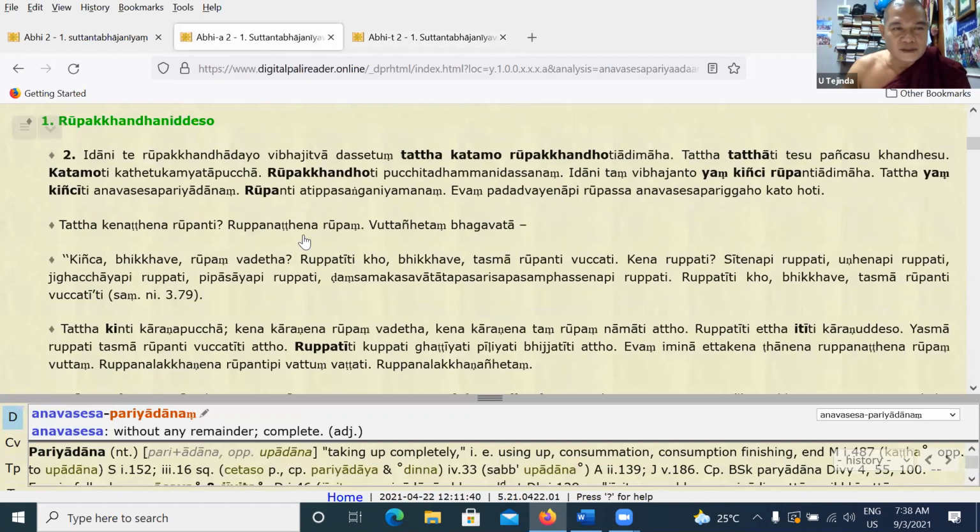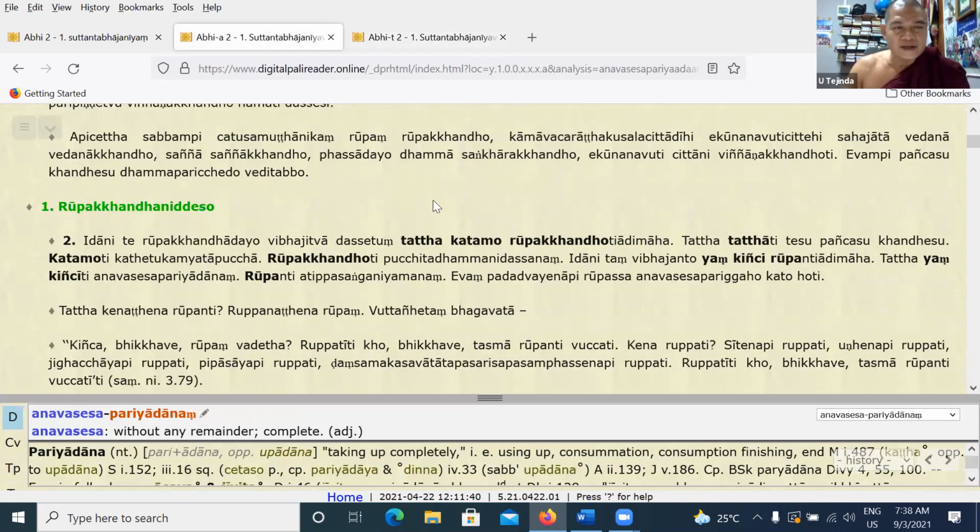We go to the Rupa Khanda Niddesa. That is where we discuss the five khandha introduction. Now we come to the Niddesa, explanation, description. So, Rupa Khanda Niddesa.